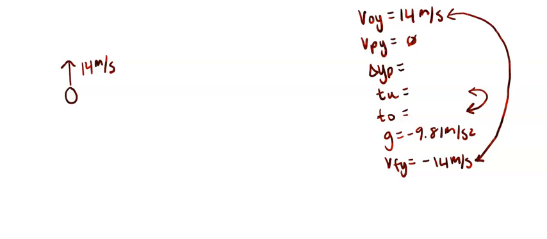And then due to the symmetry, the time up that we have is going to be equal to the time down. So we're asked to find the maximum height, how long it takes to reach the peak, and how long does it take to get back to hands.